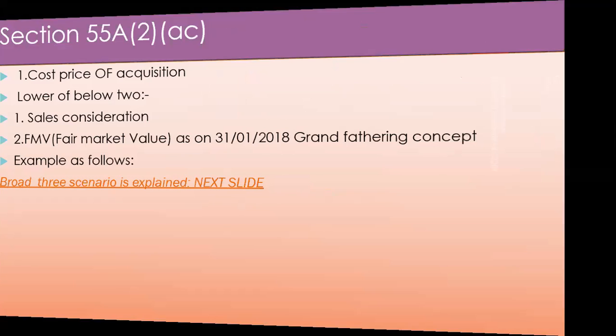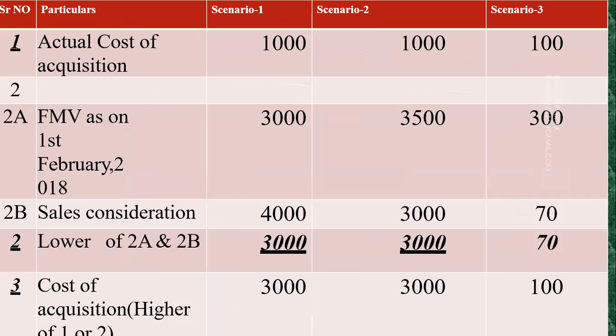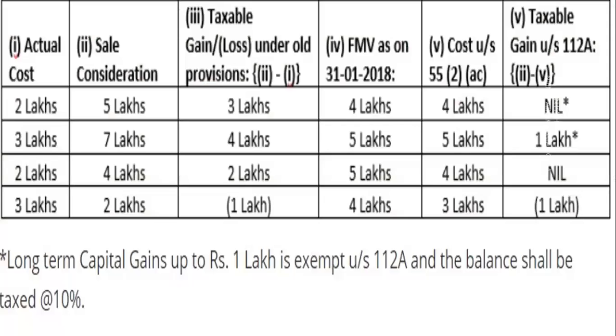Here I am considering three scenarios. My actual cost of acquisition is say 1000. Fair market value as on 31st January is 3000. I sold it for 4000 rupees. So what has happened? The lower of these two is 3000, so the cost of acquisition is 3000. So there won't be any tax on that. Cost of acquisition will be 0.